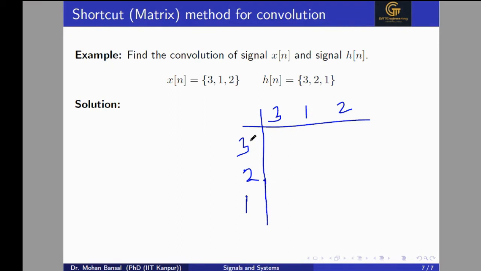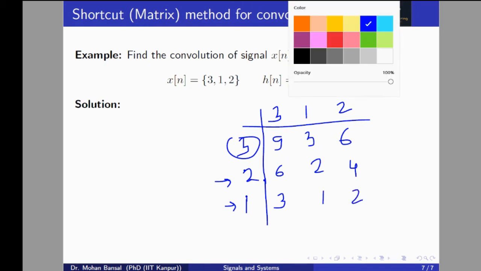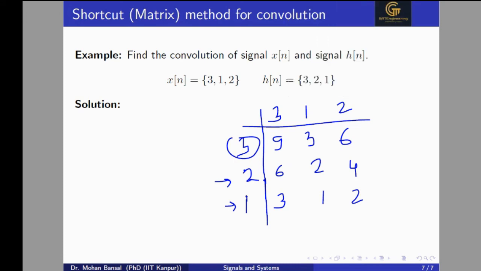Now multiply this element 3 with all the elements of x. So 3 into 3 is 9, 3 into 1 is 3, 3 into 2 is 6. Now we multiply 2 with all three elements: 2 into 3 is 6, 2 into 1 is 2, and 2 into 2 is 4. Now we multiply 1 with 3, 1, 2 and get 3, 1 and 2. This is a shortcut trick.